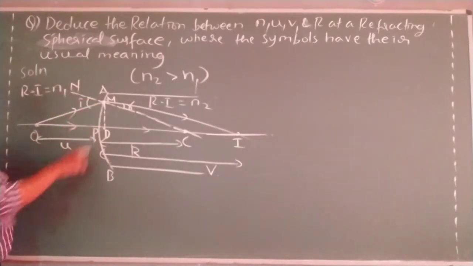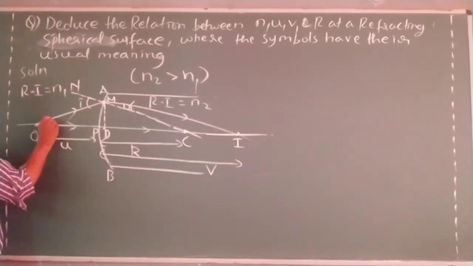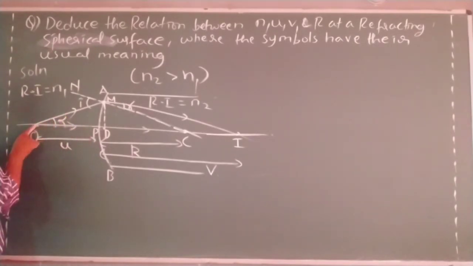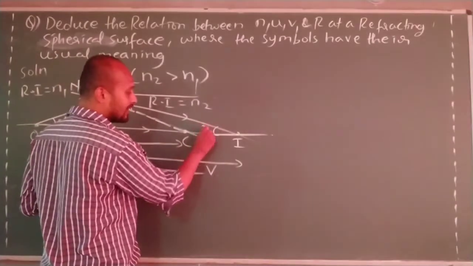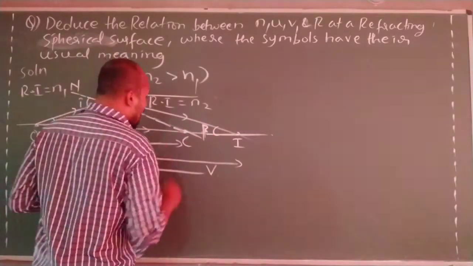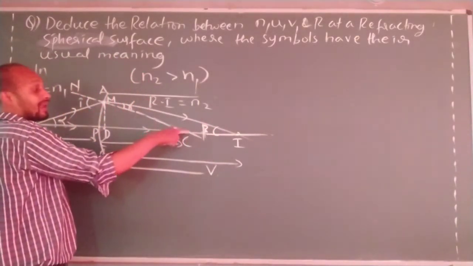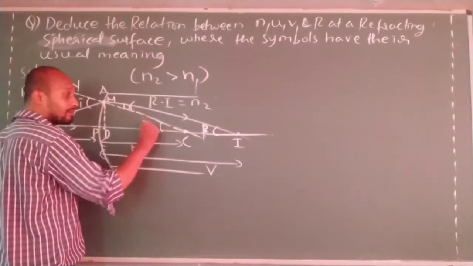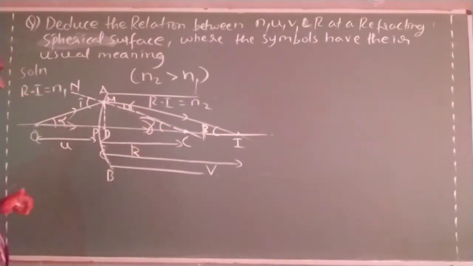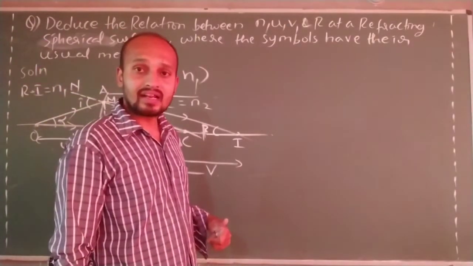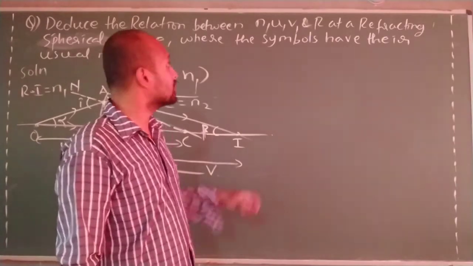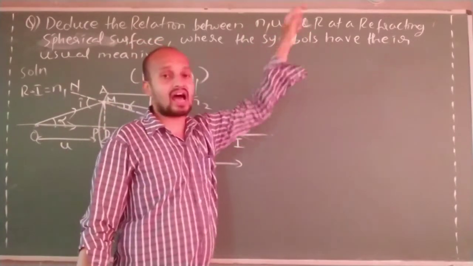Now, one more thing I am going to do. Let us take this angle alpha, the angle made by the incident ray to the principal axis. The angle made by the refracted ray, I will take beta. And the angle made by the normal line to the principal axis, let me take gamma. Before getting into derivation, the derivation is finding out the relation between N, U, V and R.